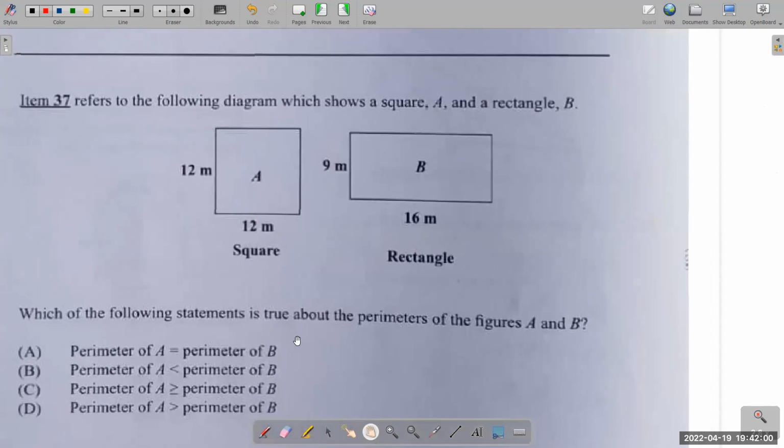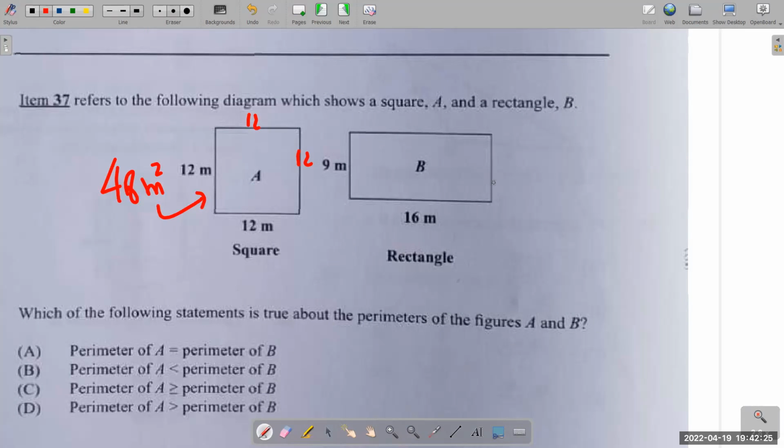Last question here. So here refers to two diagrams which show a square and a rectangle. Which of the following is true about the perimeters of figure A and B? So what will we need to do? First, we need to find the perimeter of both of them, right or wrong? Because this is a square, all of the sides are 12. So we just say 12 times 4 is 48 meters. That's the perimeter for A. What is the perimeter for B? We just go to the side. 16 times 9.